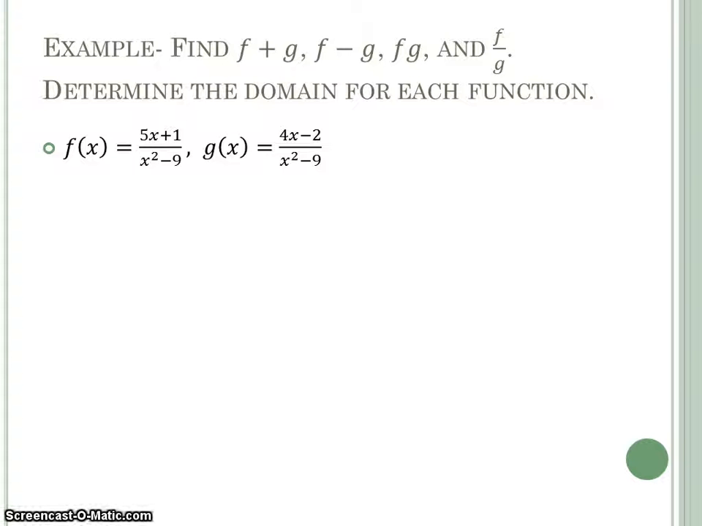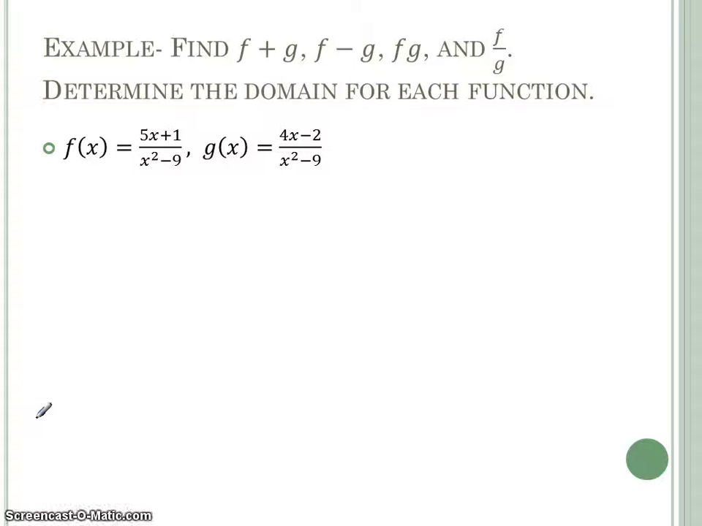So we've got f of x equals 5x plus 1 over x squared minus 9. G of x equals 4x minus 2 over x squared minus 9. Do we factor? We have to factor out the bottoms first, don't we? Because they're the same, it's a difference of squares. But we're looking for the domain first. What value or values is going to mess up f of x?